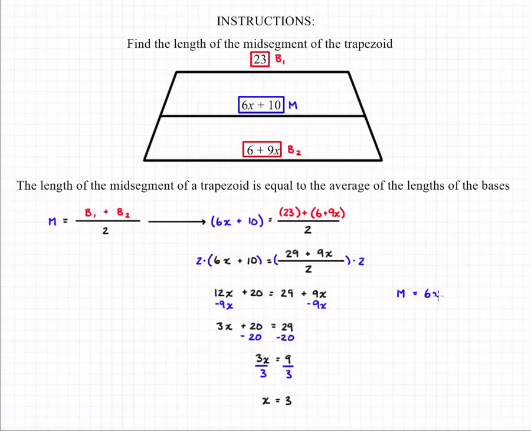So the midsegment is equal to 6x + 10. Well, if we know that the value of x is 3, we can plug that value in, so 6 times 3 + 10, and then solve that equation, and we'll have our final answer, which is that the length of the midsegment is 28.